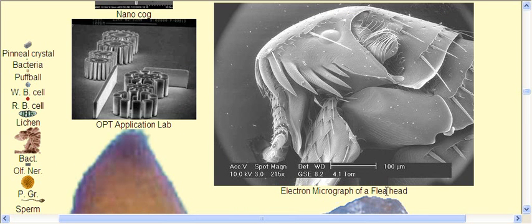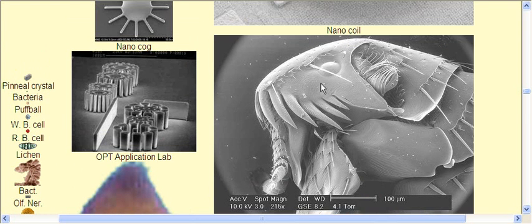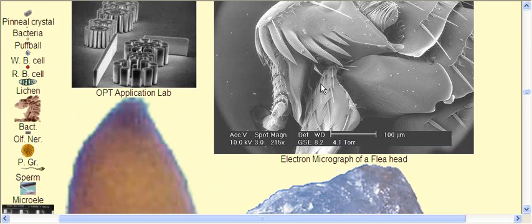Here's an electron micrograph of a flea head in the same size. Now here's all those other things that were in the other page above. So this is the size of a crystal that was taken off of a pineal gland. And if your pineal gland gets covered with crystal, you're not really going to be able to use it, are you? Not going to be able to connect your mind to your soul's eye.